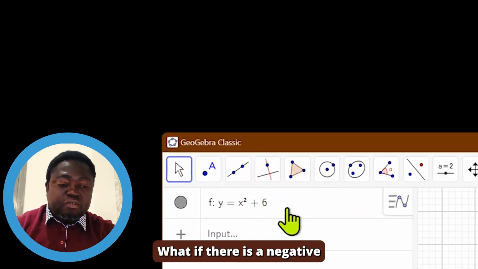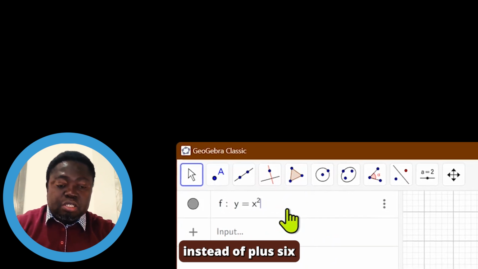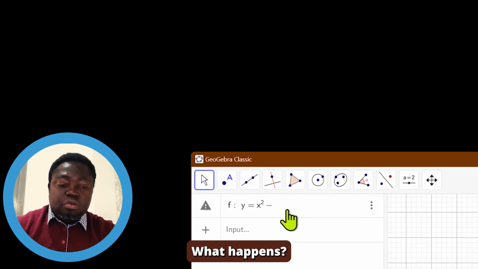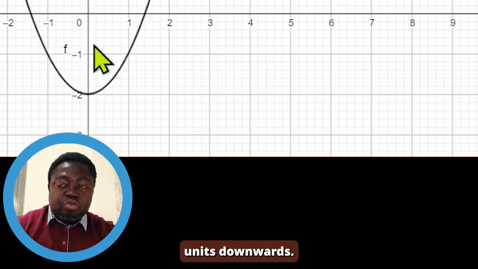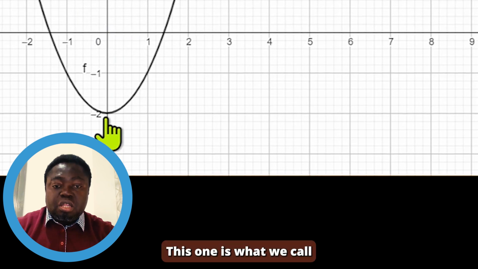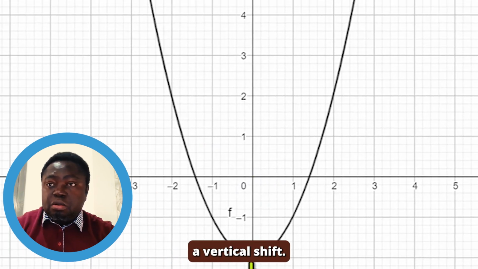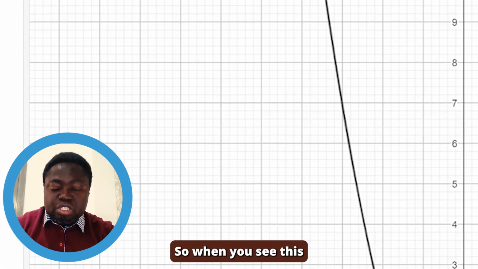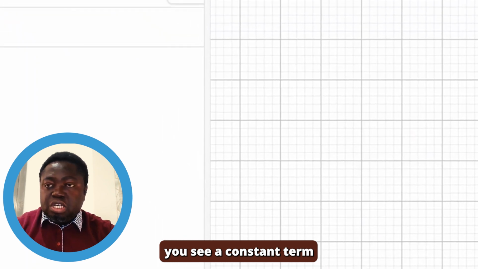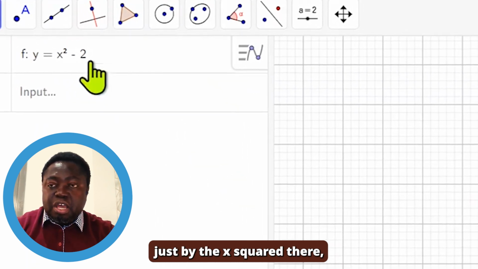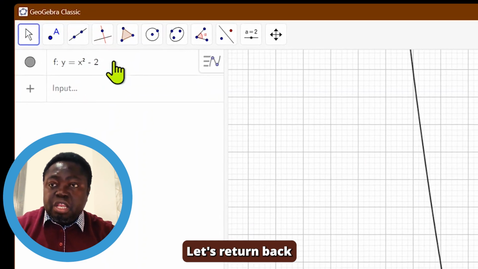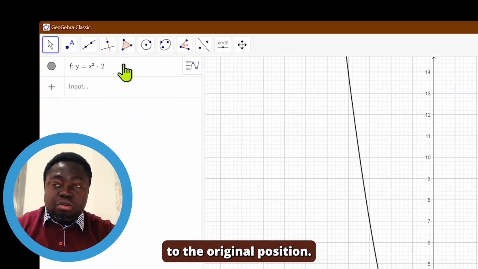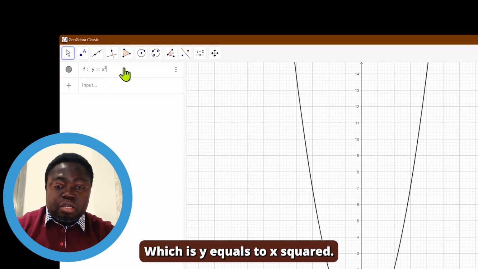What if there is a negative number? Let's say instead of plus 6, I have negative 2. What happens? As you can see from the origin, which is the point right there, it's moved 2 units downwards. This one is what we call a vertical shift. So when you see a constant term just by the x squared there, you know that it represents a vertical shift. Let's return back to the original position, which is y equals x squared.